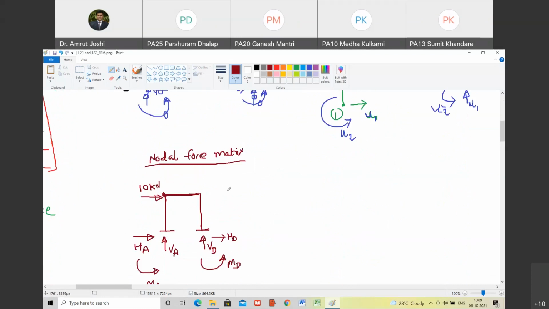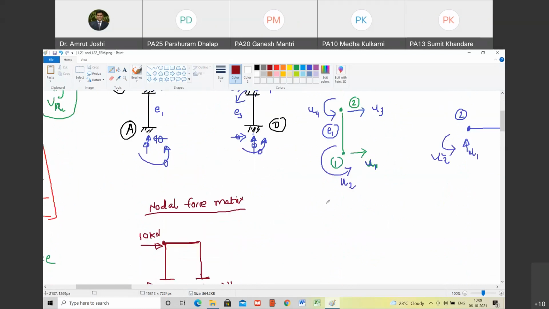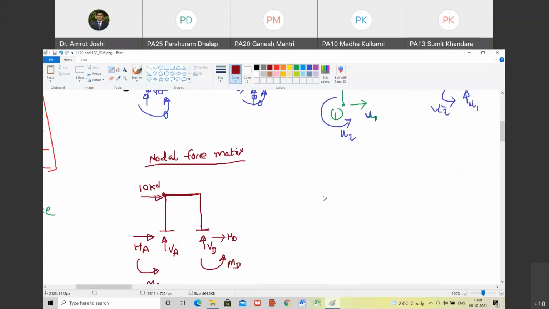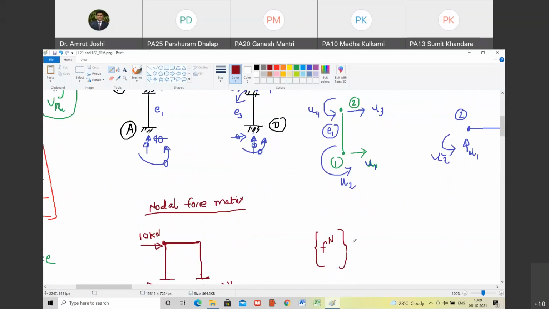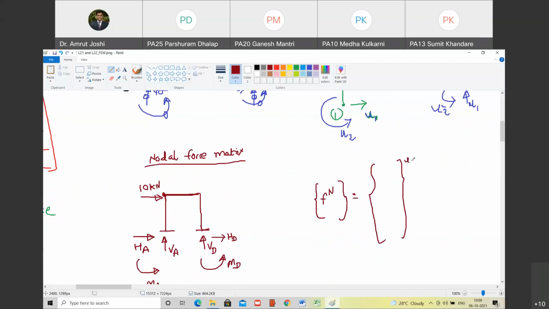Yes, sir. Now, when I write the nodal force matrix for the first element, which are the degrees of freedom that I am going to look at? I am going to look at these degrees of freedom, U1, U2, U3, and U4. Are you with me? Yes, sir. So these are local degrees of freedom, U1, U2, U3, and U4. These are for element number 1. Happy?